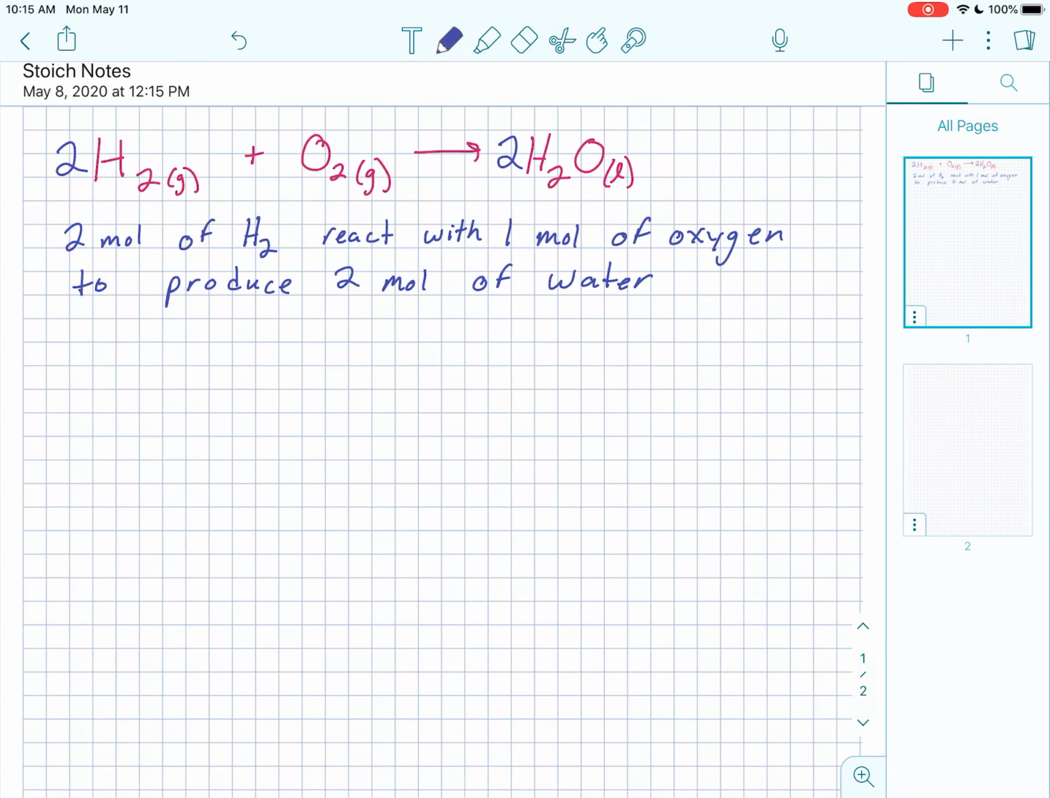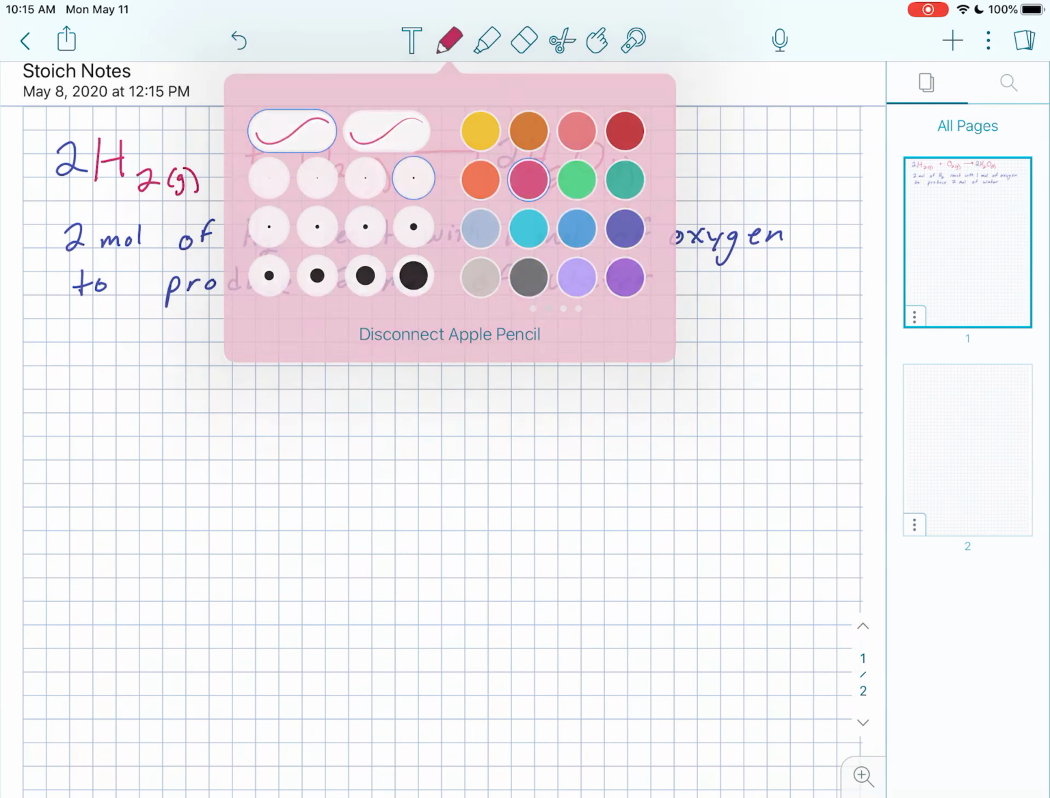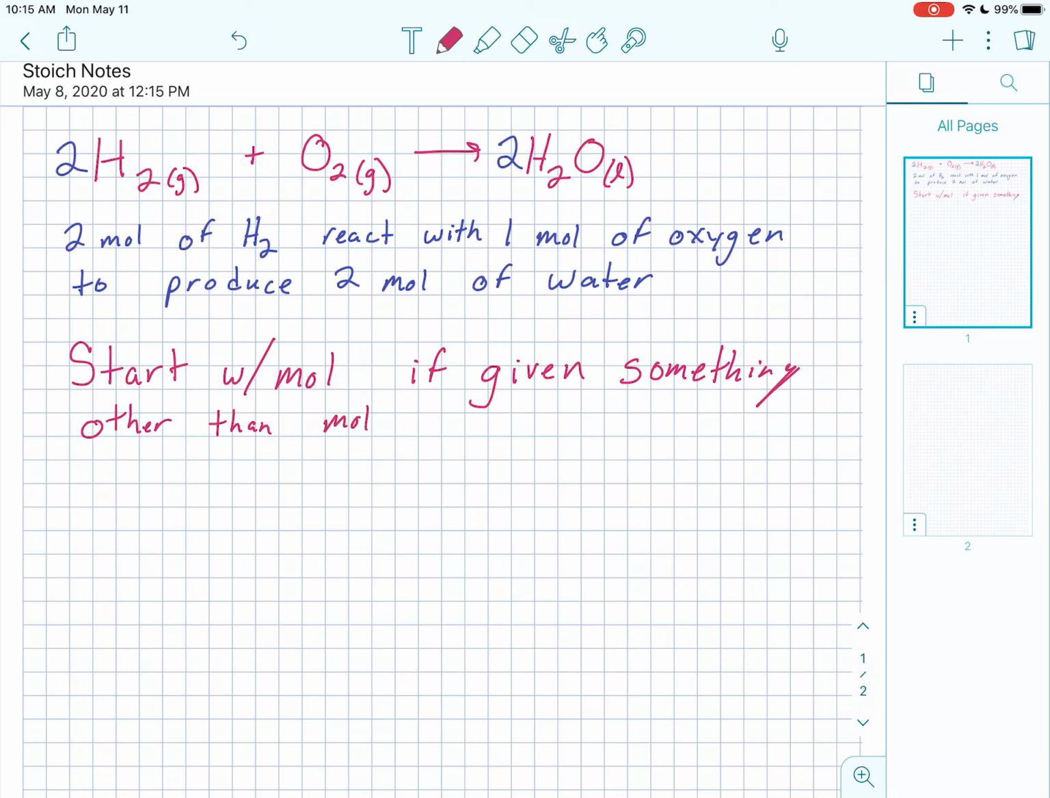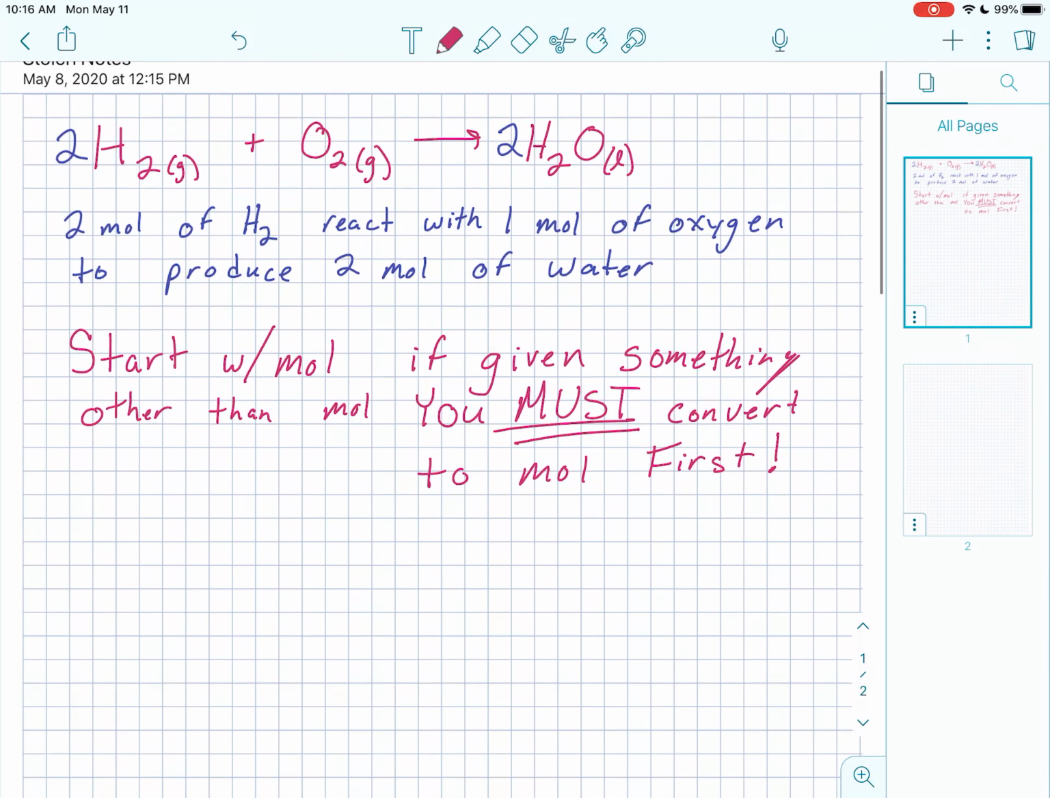Then what you need to do is you need to start with moles. And I have been saying this and putting stars by this, but start with moles. If given anything other than moles, you must convert to moles first. And then after that, you're really just doing conversions to what we need to get to.